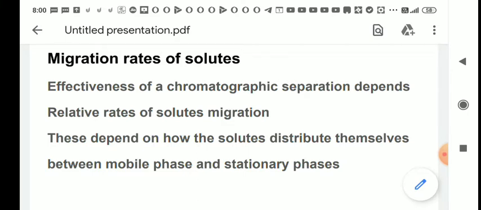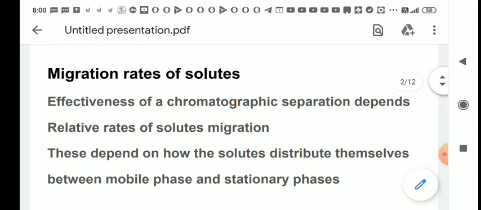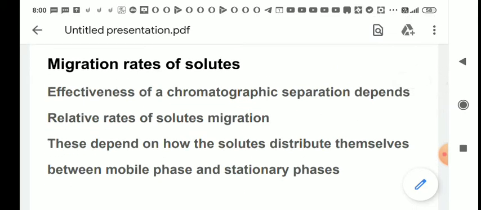Usually the mixture components or the solutes are separated according to their type. If you have got components which are hydrophobic or non-polar, they are separated using a non-polar stationary phase. Whereas if you have got components of mixtures which are polar or hydrophilic, they are separated using a polar stationary phase. The mobile phase is usually the opposite. So if you are using a stationary phase which is non-polar, the mobile phase will be polar. And if you are using a stationary phase which is polar, then the mobile phase is non-polar.